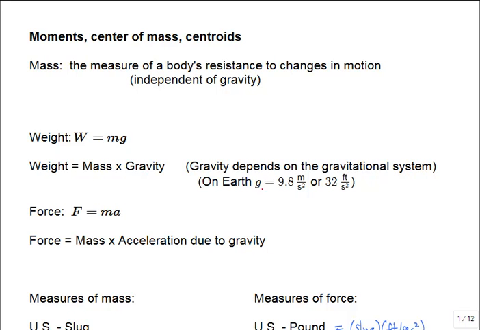Here on Earth, the gravitational acceleration g is equal to 9.8 meters per second squared, or 32 feet per second squared. In more general terms, you could say that any force F is a mass times an acceleration, and in this case for weight it is just that mass times acceleration due to gravity.